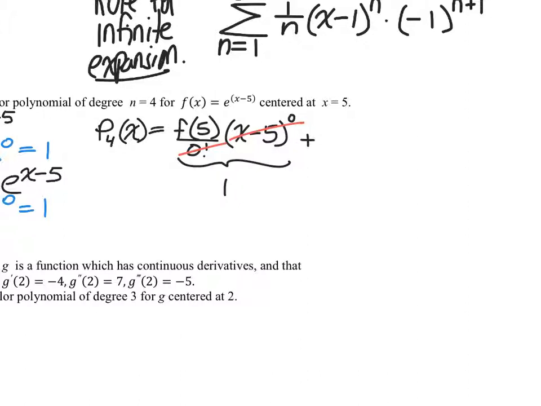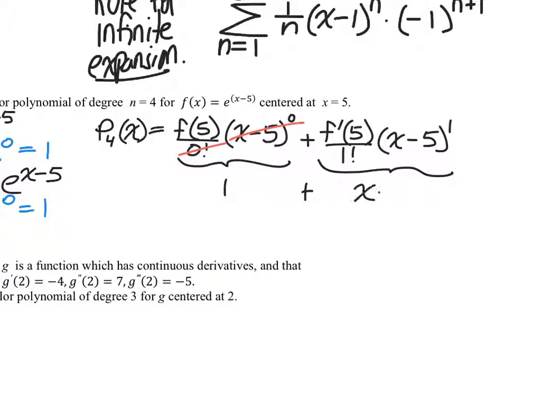So the second term is the first derivative at 5 over 1 factorial times x minus 5 to the first. Any derivative at 5 is still going to be equal to 1. It doesn't matter whether it's the first, second, or 10th derivative, it's still going to be 1. So this is just going to clean up to just an x minus 5. Plus 1 over 1 factorial if you want, but really it's just x minus 5.